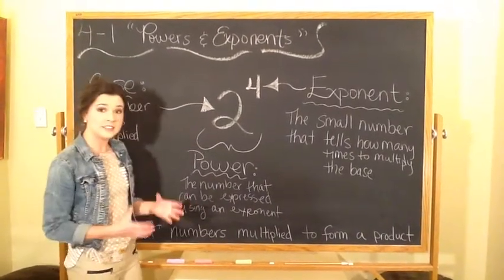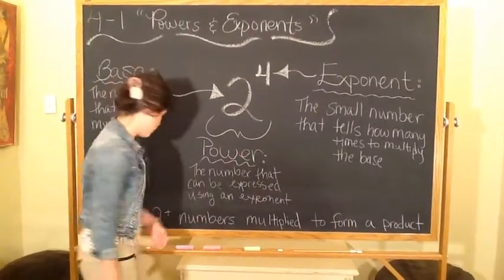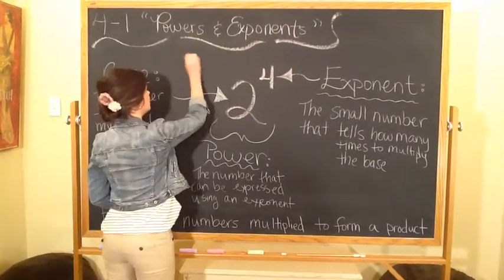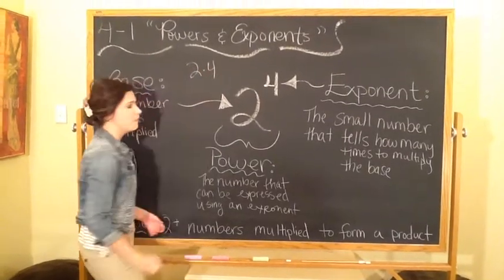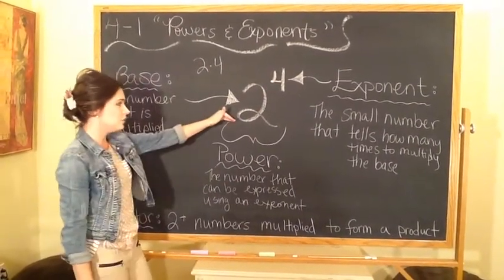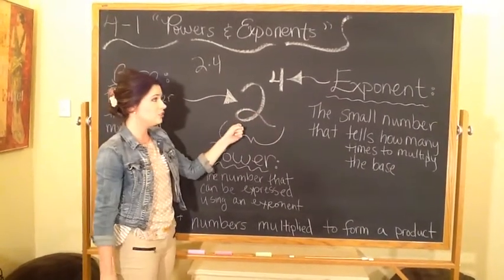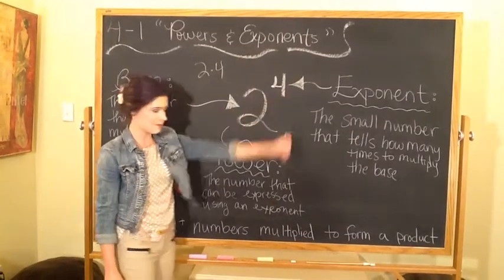Now I can't say this enough, this is not 2 times 4. If it was 2 times 4, it would be written like this. But this is 2 to the 4th power, which means that we're doing 2 times 2 times 2 times 2. So we're multiplying 2 four times.